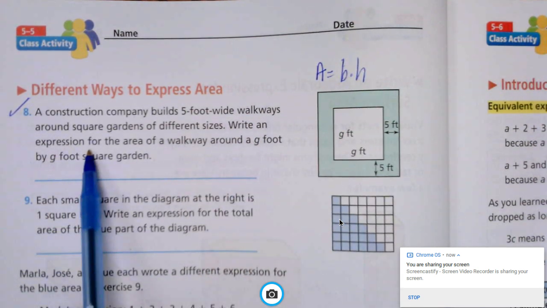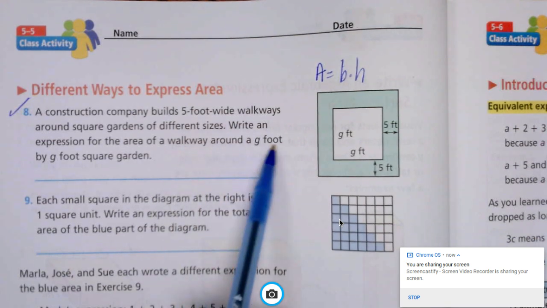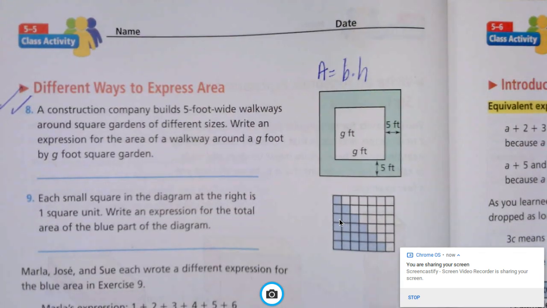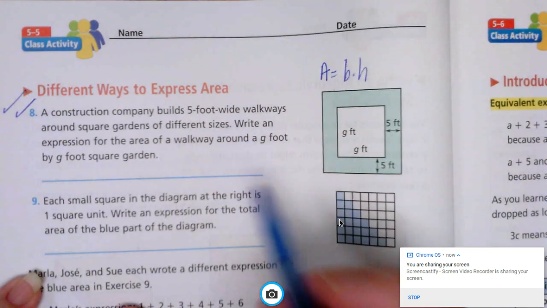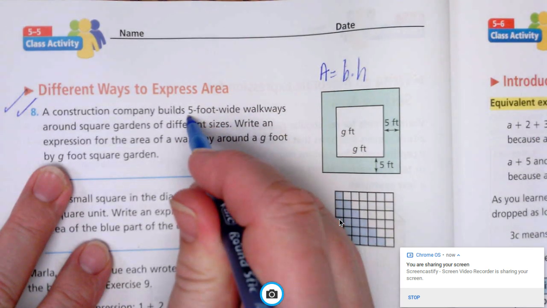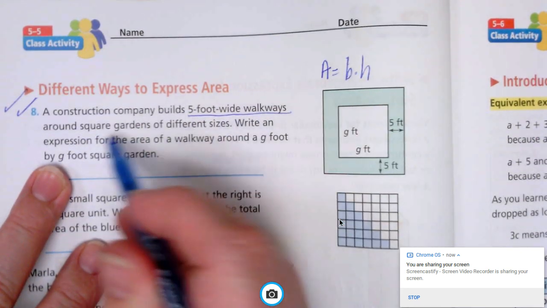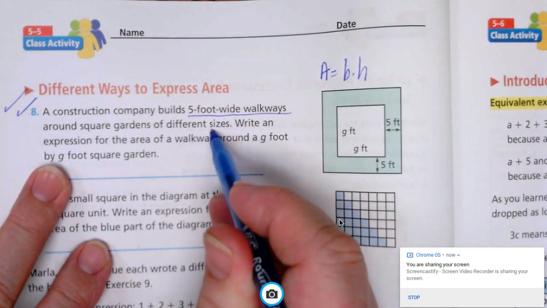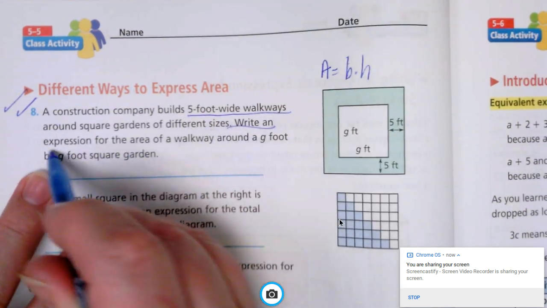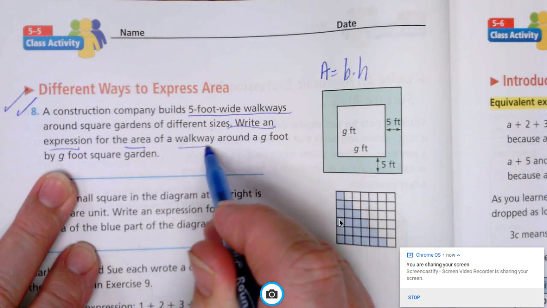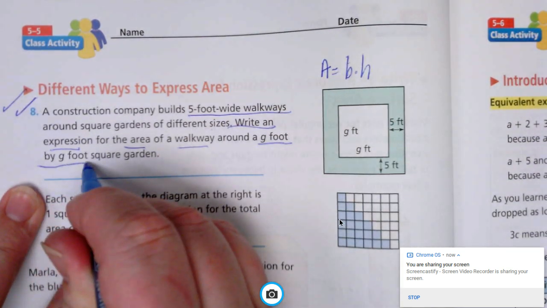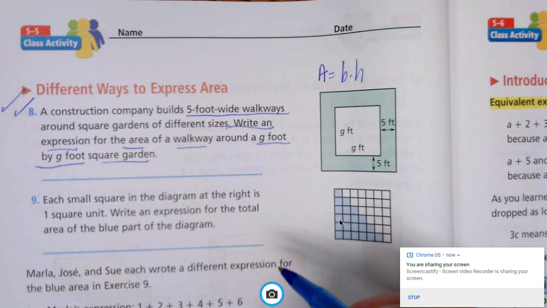Write an expression for the area of a walkway around a G foot by G foot square garden. Okay, I read it again. Now I'm going to look for specific information to help me focus. 5-foot wide walkways around a square garden of different sizes.